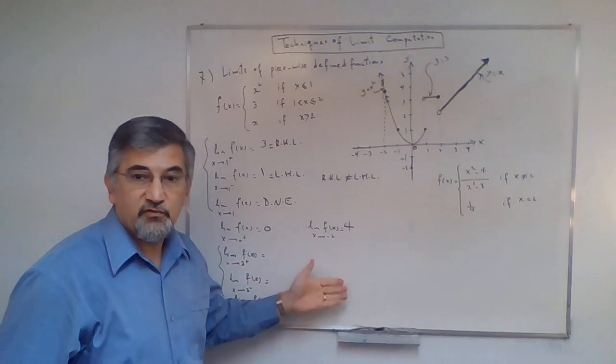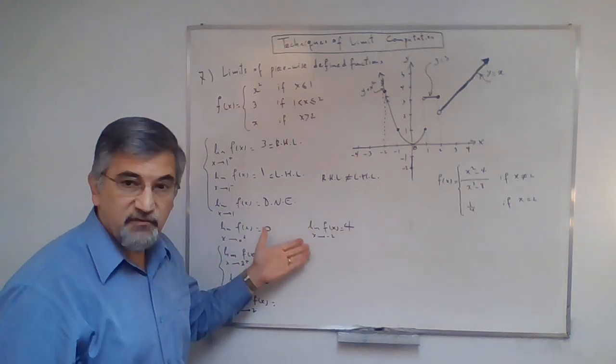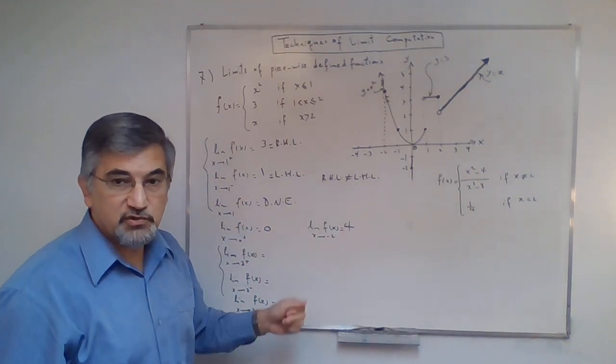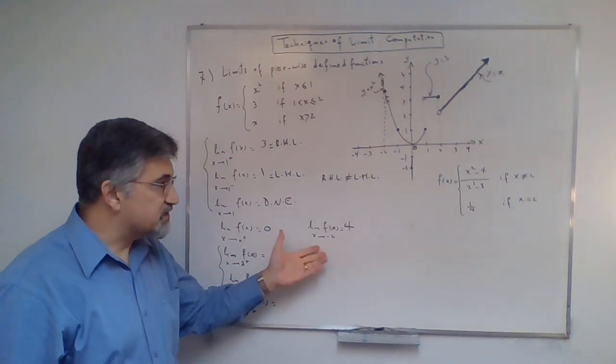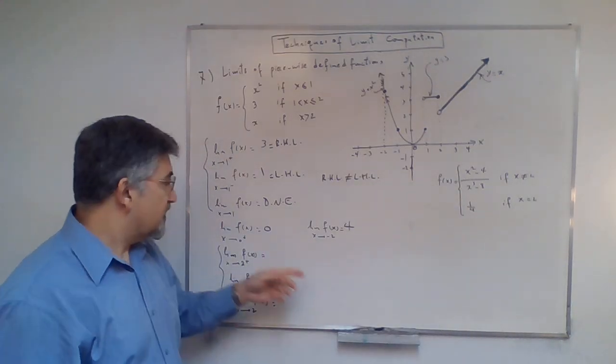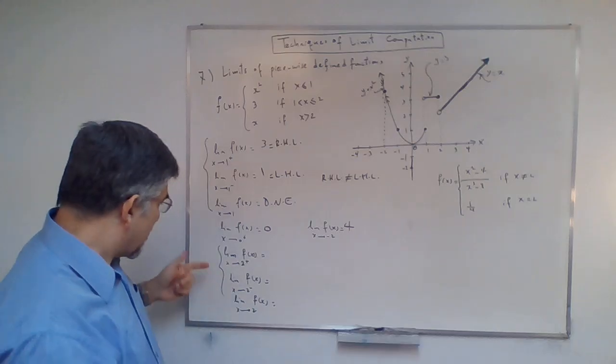Right-hand limit is 4. Left-hand limit is 4. The limit of the function in general is 4 when x approaches -2. And right-hand limit equals left-hand limit, and we will never say the limit doesn't exist in this case. But in that other case, we did say that.